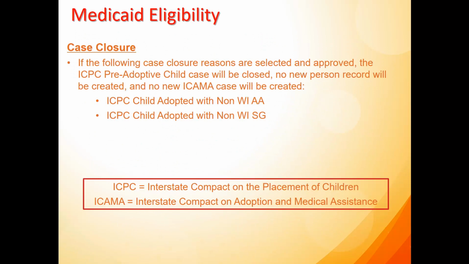The fourth change modifies save processing on case closure to stop creating adoption ICMA cases automatically when certain case closure reasons are selected. If the following case closure reasons are selected and approved, the ICPC pre-adoptive child case will be closed, no new person record will be created, and no new ICMA case will be created. ICPC child adopted with non-Wisconsin AA, ICPC child adopted with non-Wisconsin SG. ICPC stands for the Interstate Compact on the Placement of Children. ICMA stands for the Interstate Compact on Adoption and Medical Assistance.